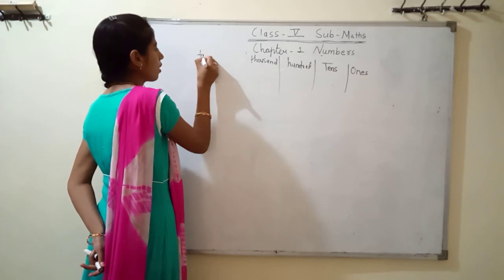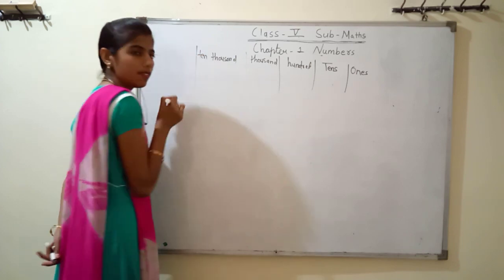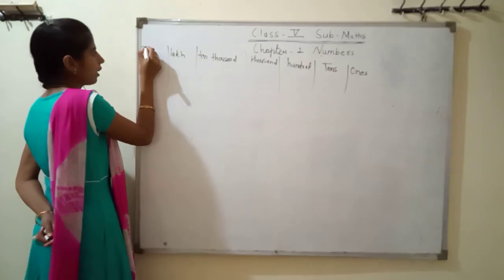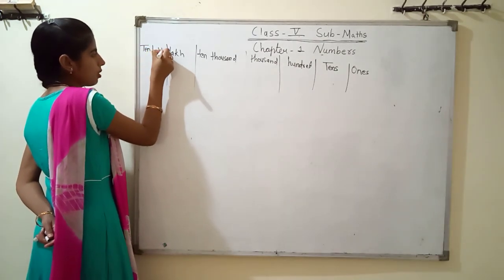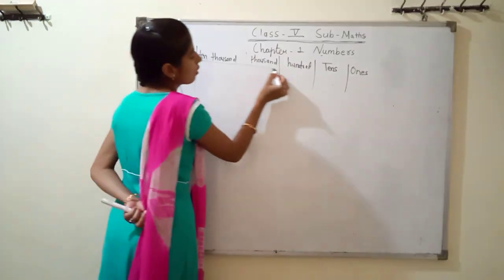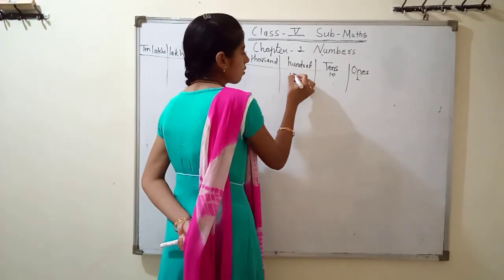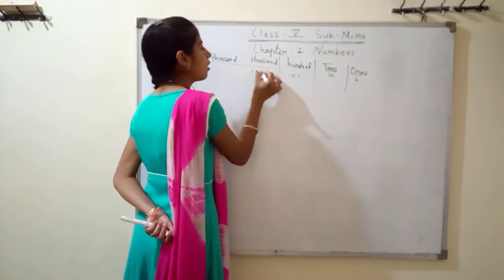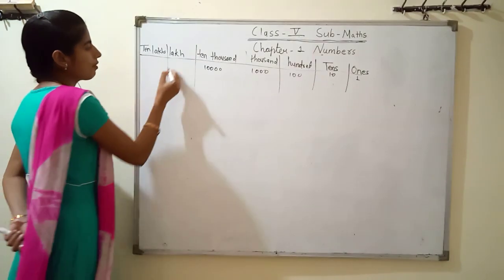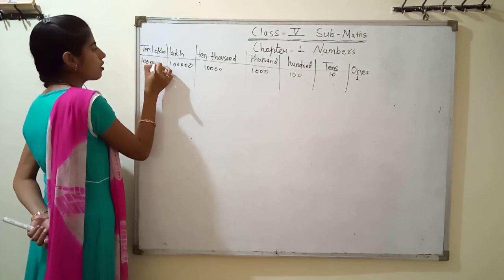Then next is 10,000. 10,000 means 5 digits. If I say here lakh, then it's 6 digits. And if I write here 10 lakhs, 10 lakhs means it's 4, 5, 6 and 7 digits. Ones means only 1. 10 means 10. 100 means 1 and 00. 1000 means 1 and 000. 10,000 means 1 and 0000. Lakh means 1 and 00000. And 10 lakh means 1 and 000000.